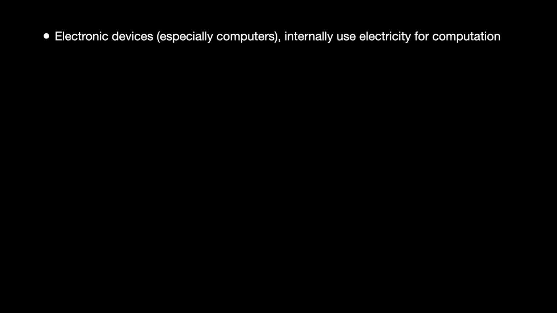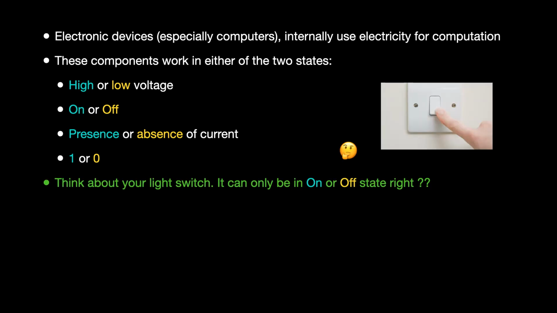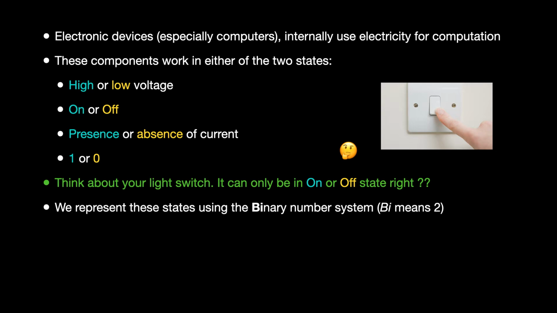Electronic devices, especially computers, internally use electricity for computation. These components work in either of the two states: high or low voltage, on or off, presence or absence of current, 1 or 0. Think about your light switch. It can only be in the on or off state, right? We represent these states using the binary number system. Bi means 2.